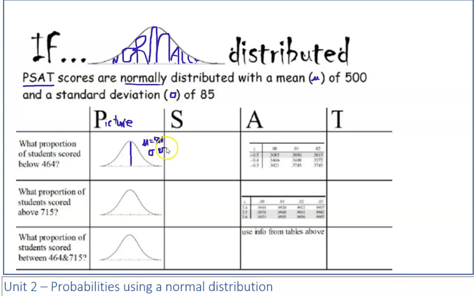Whew, I told you it's going to be bad. All right, so a mean of 85. What proportion of students scored below 464?